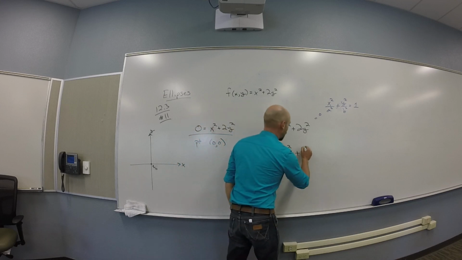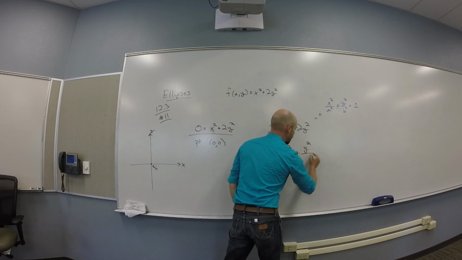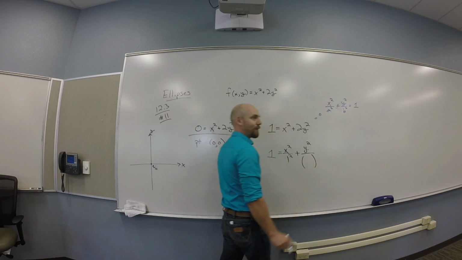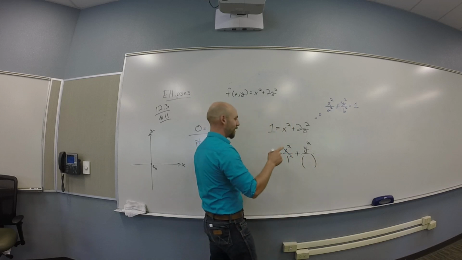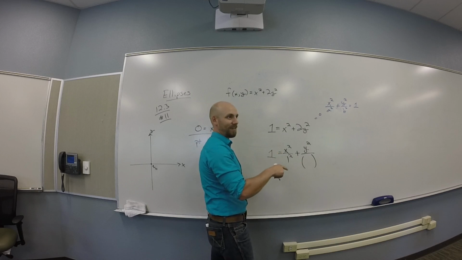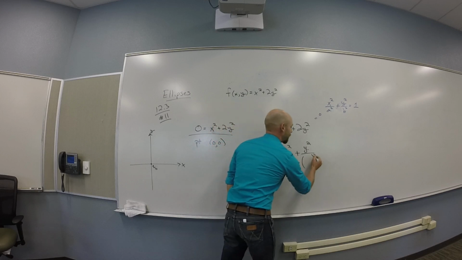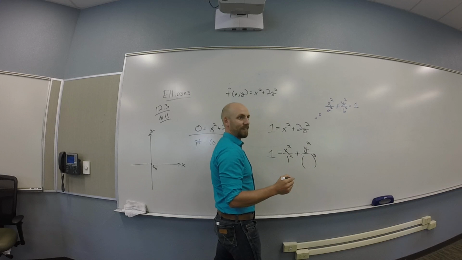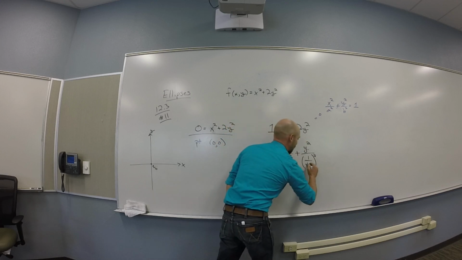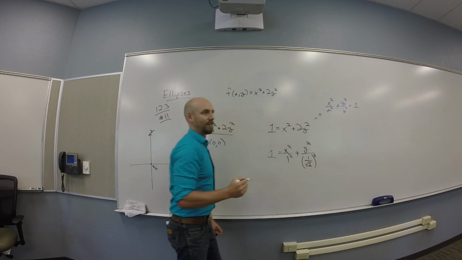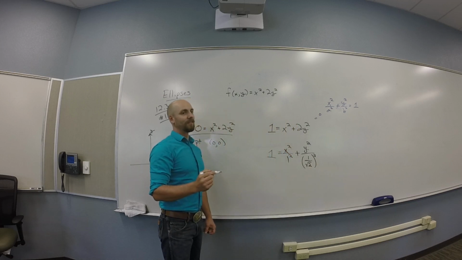So I need to put a y squared here, and then I need to put something here that's going to make this work. There's going to be a root 2 in there, right? Because I'm going to need to square this thing. And it's got to be a 1 over so it ends up in the right spot. Cool?